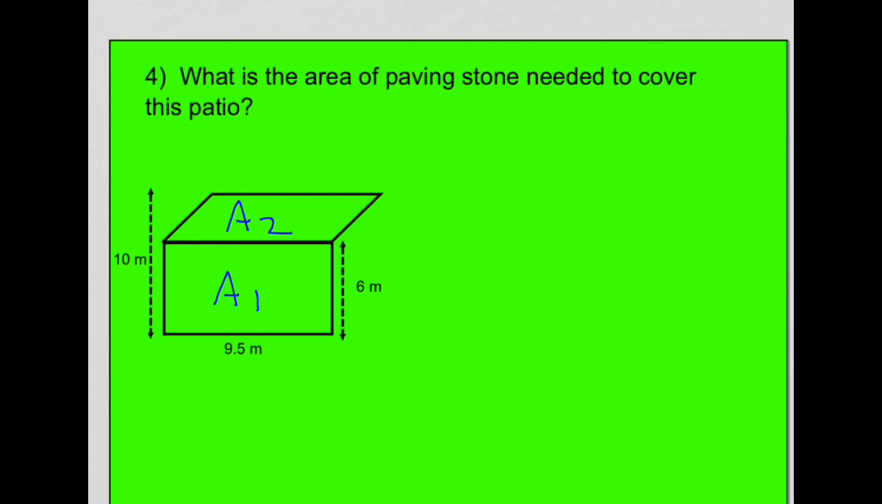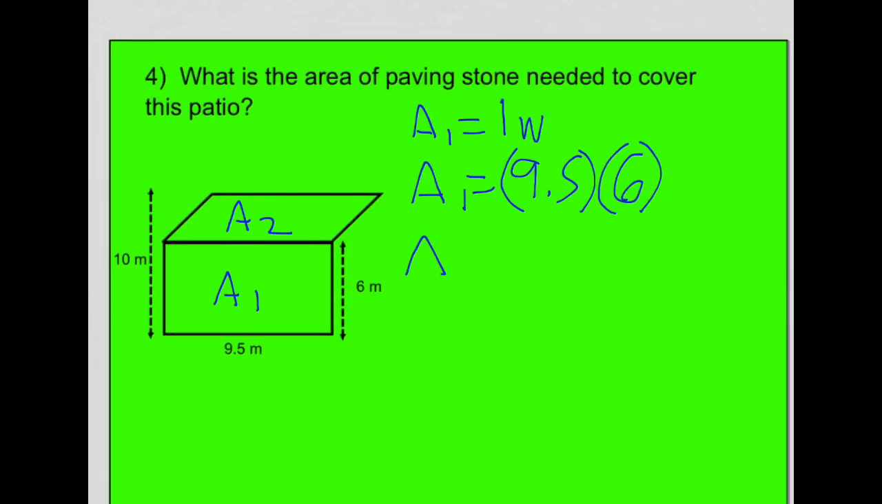A2. Now, to calculate the area of a rectangle, we need to know the length and we need to know the width, and we've got that. It's 9.5 and 6. So let's write our math equation down. We're going to say A1 equals length times width. A1 equals 9.5 times 6, using those parentheses to show your multiplication. A1 equals 57 meters squared.